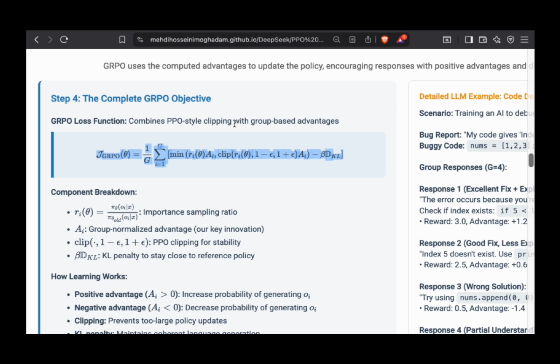So what we want to do is make sure that we're not gonna get into too much complexity and computation by calculating the reward function. That's why we're generating different outputs, and then we calculate the mean and standard deviation of the group.